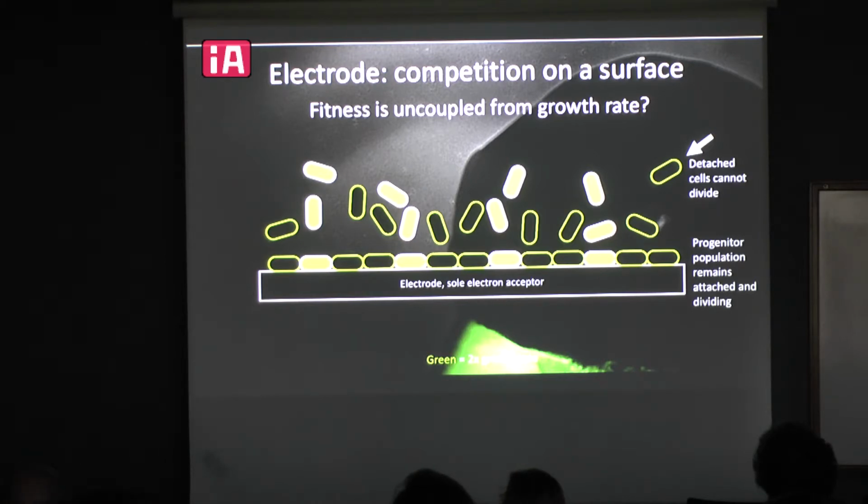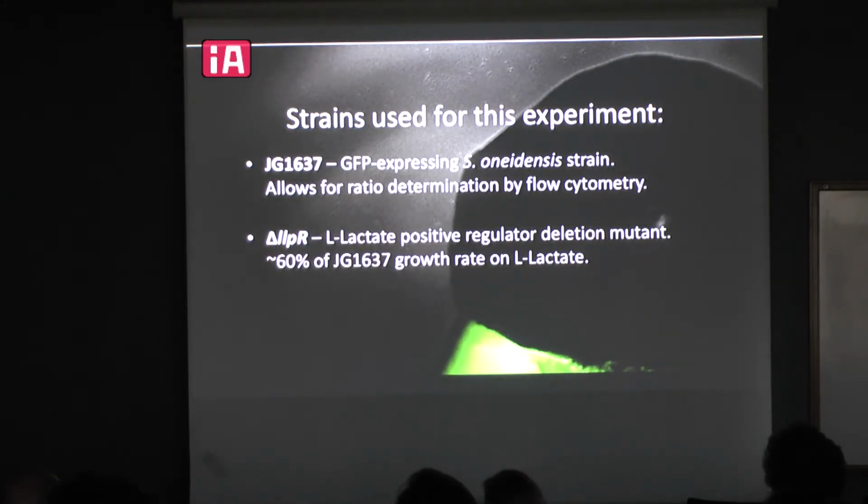So the idea here is if we seed this electrode with a bunch of cells that grow really slowly versus a bunch of cells that grow fast, perhaps we can test this, that fitness may be changed when cells are dependent on a surface. Cell growth is dependent on a surface. And so for that, we have two strains. One is our wild type strain that has GFP in the chromosome. Another is a mutant that eats its food a little bit slowly. So it has a growth rate of about 60% compared to this strain. So this is our slow grower, this is our fast grower.